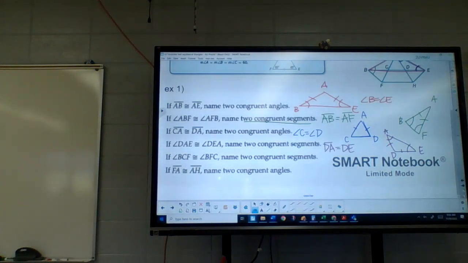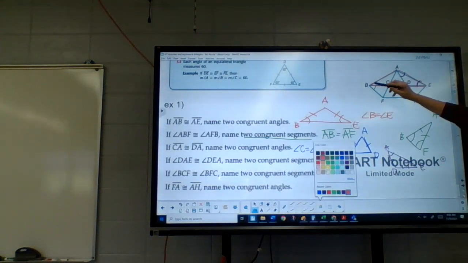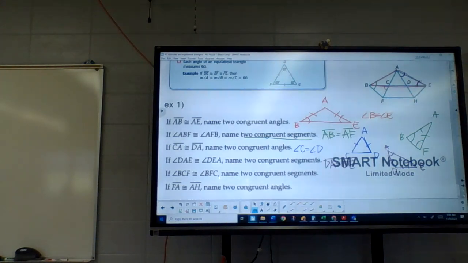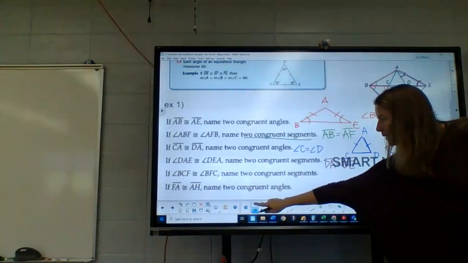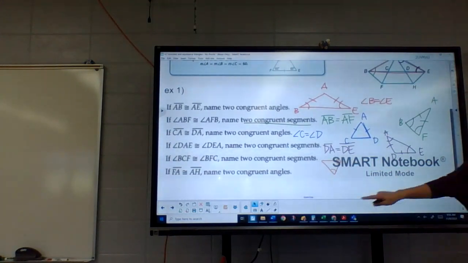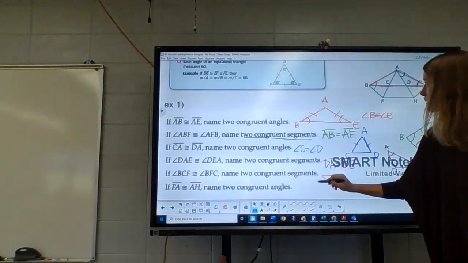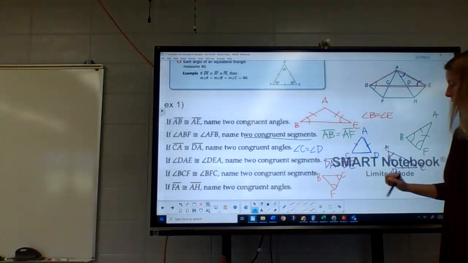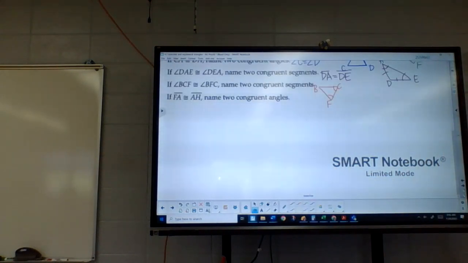Okay. Next one, BCF. I'm running out of colors. BCF is here. And BFC, so these little triangles here. And that guy down here. Alright, so BCF, what is going to be congruent on this one?